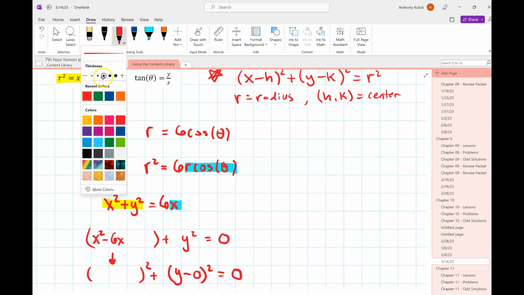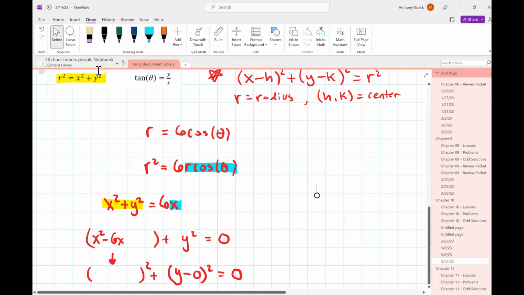If you think hard, back to Algebra 2, you did this last year in your Algebra 2 class. There's a procedure to take something like x squared minus 6x and write it as a quantity squared. Does anybody remember the name of that process? It's three words. Completing the square.